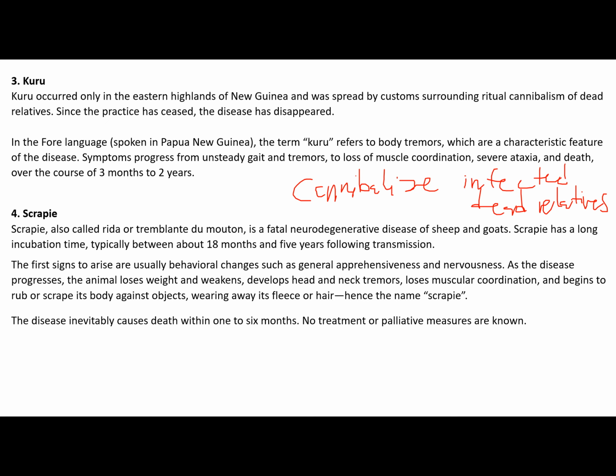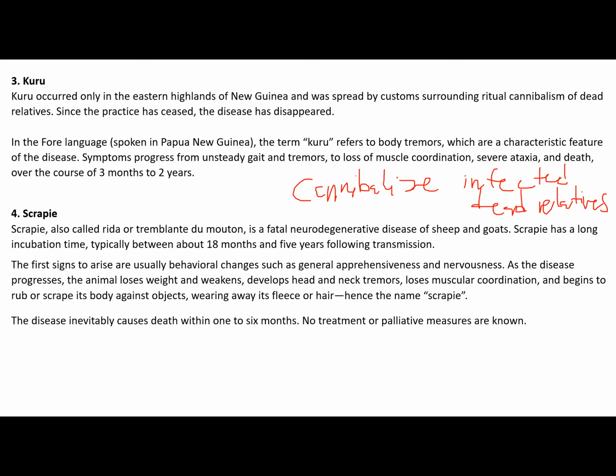Now, the term kuru, class, refers to body tremors, which are a characteristic feature of the disease. So when you get kuru, the main symptom is tremors, body tremors. Symptoms would progress from unsteady gait and tremors to loss of muscle coordination, severe ataxia, and death over the course of 3 months to 2 years.